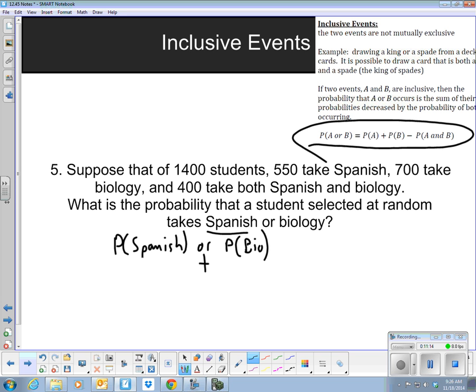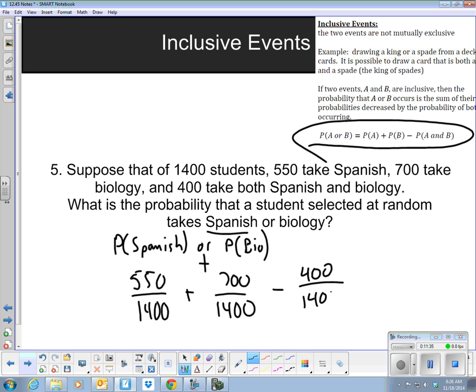So probability of Spanish is going to be 550 out of 1,400. Probability of bio is going to be 700 out of 1,400. But there's a group of people that were counted in both Spanish and bio. So you've got to subtract them once. You want them to be counted, but you counted them in Spanish, so you're taking them away in bio. So when you do that, 550 plus 700 is 1,250. 1,250 minus 400 is going to be 850.